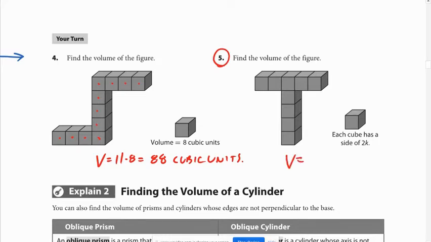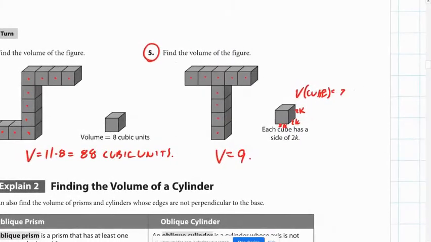So for the volume of this one, it takes 1, 2, 3, 4, 5, 6, 7, 8, 9 cubes. And it says here that each cube has a side of 2K. So if our sides are all 2K, we have 2K times 2K times 2K. So the volume of one cube is going to be base area, 2K times 2K, that's our base area, times the height, which is also 2K. And so we get 8K cubed.